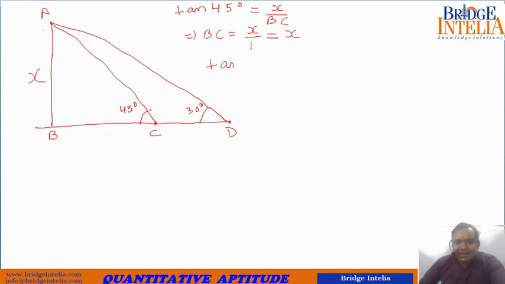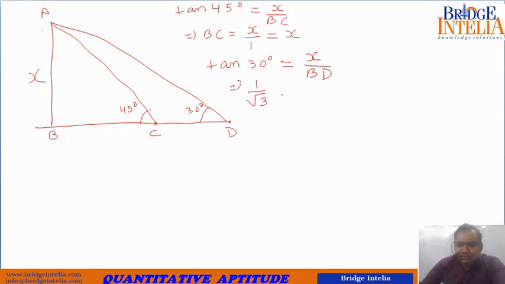Similarly, if you apply the tan formula to 30 degrees, I can say that tan 30 degrees is equal to x upon BD. Okay, because this is also a right angle triangle. In right angle triangle ABD, I am applying the tan formula. We know that tan 30 degrees is equal to 1 by root 3. So 1 by root 3 is equal to x upon BD. From here we can see that BD is equal to x root 3.